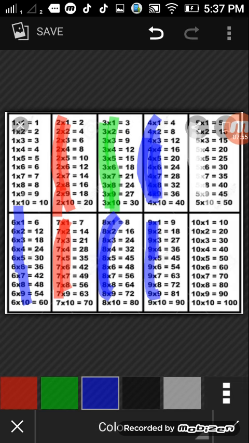The next one is times 9. 9 times 1 equals 9, 9 times 2 equals 18, 9 times 3 is 27, 9 times 4 equals 36, 9 times 5 is 45, 9 times 6 equals 54, 9 times 7 is 63, 9 times 8 equals 72, 9 times 9 equals 81, 9 times 10 equals 90. The very easiest one is the times 10.